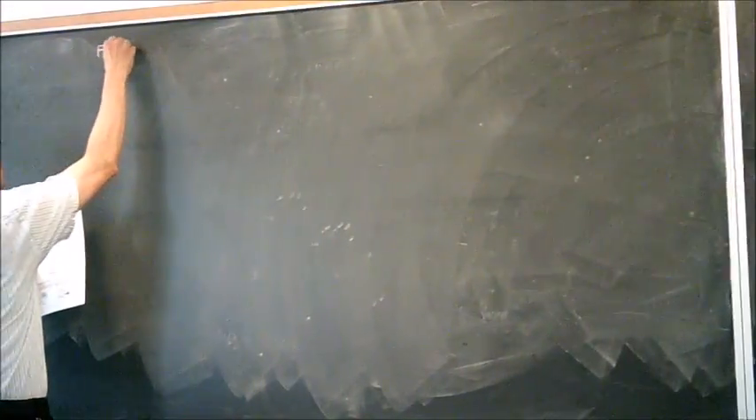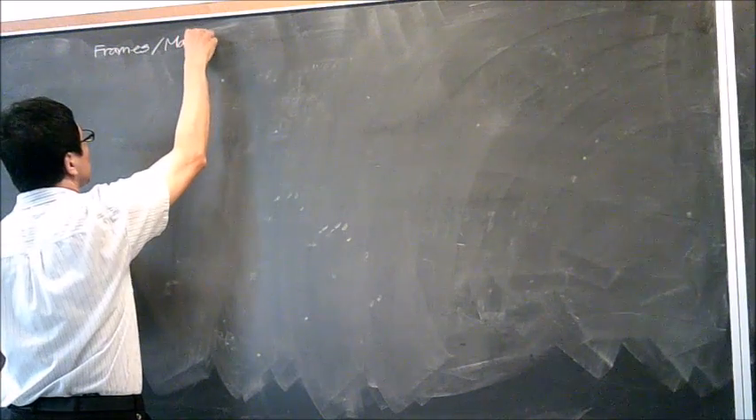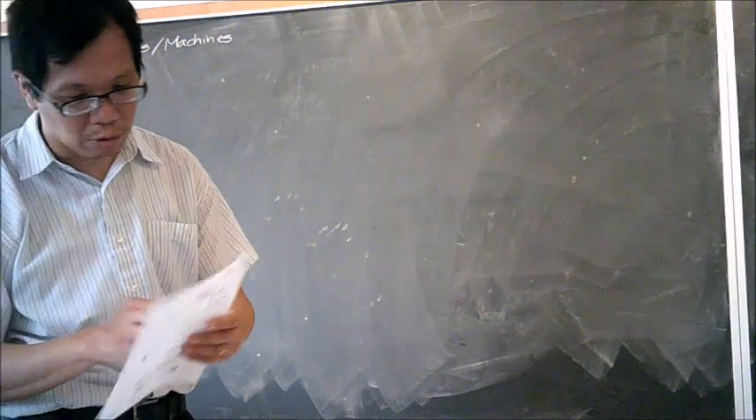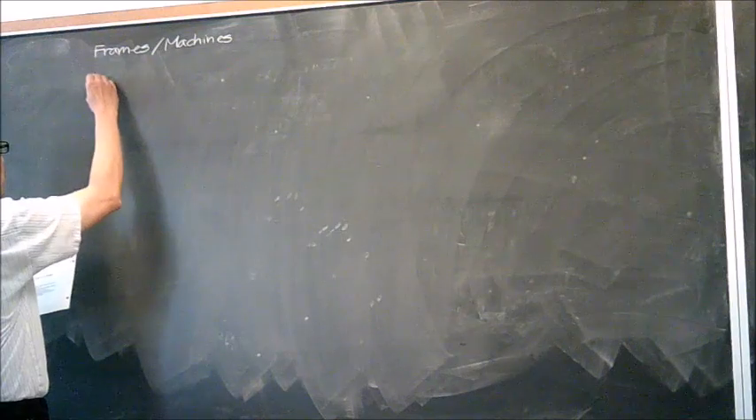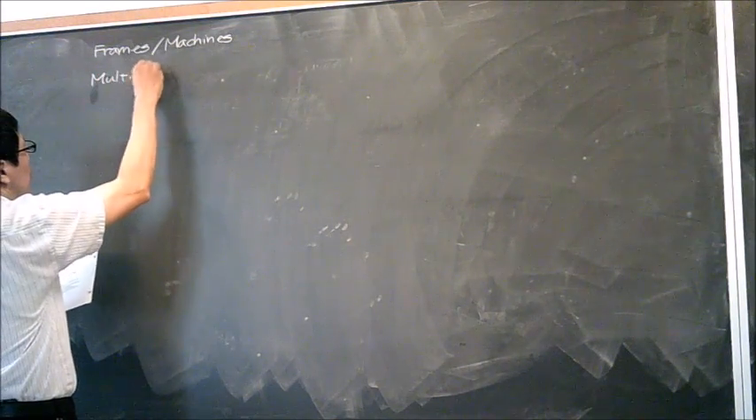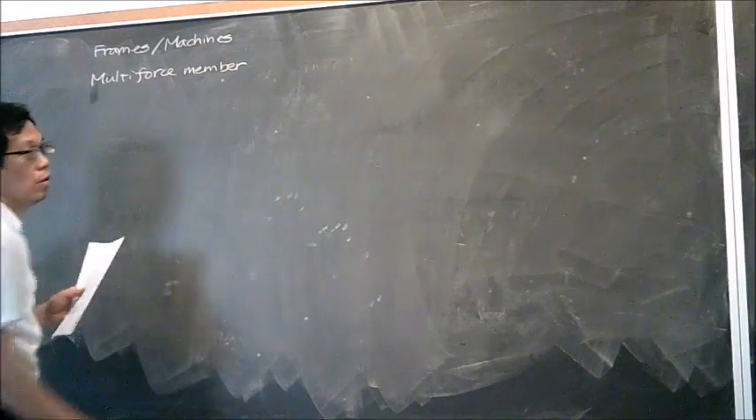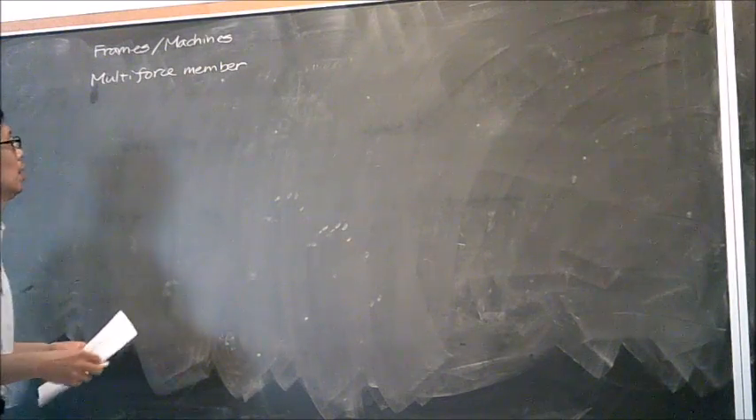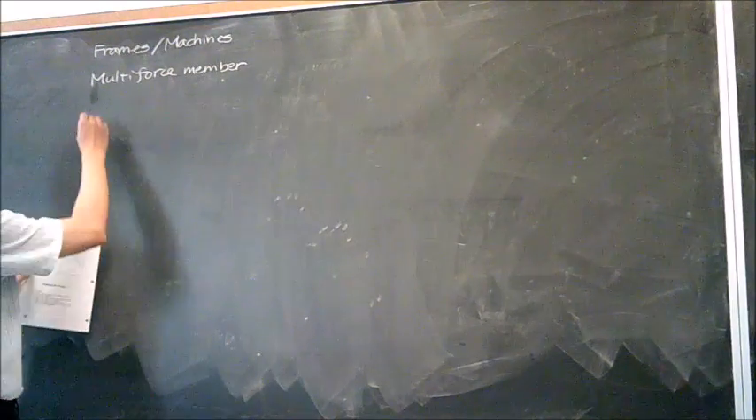Frames. The machines. I'm not going to go through machines because I don't think we have enough time. But when we are doing frames, there is one important thing you need to know. When we are using frames, we're going to have multi-force members. So when we have multi-force members, it means that we would need to do the free body diagram a little bit differently.